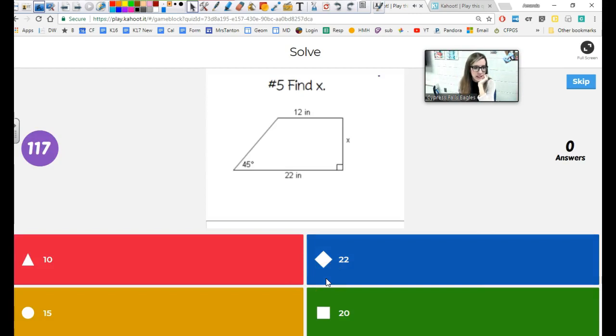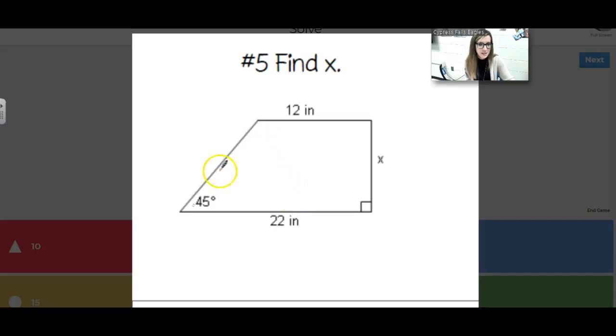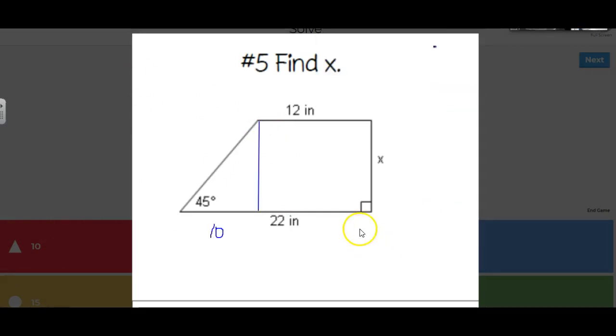Ooh, this is a good one. Solve for x. Right triangle. Okay, so we draw that altitude. Good. Thanks for drawing that. You must create a right triangle. If one isn't there, you have to create one.